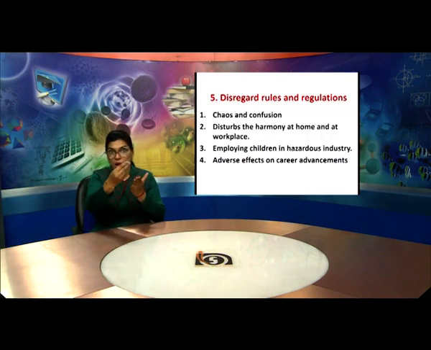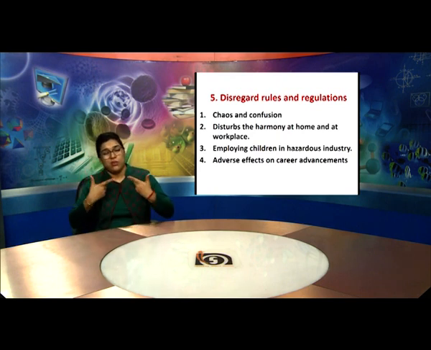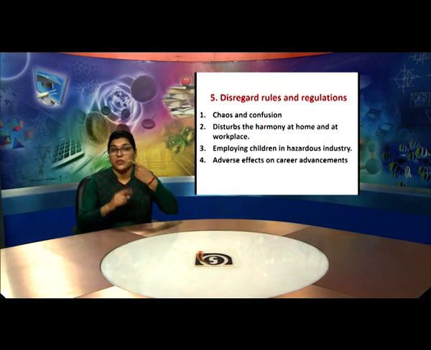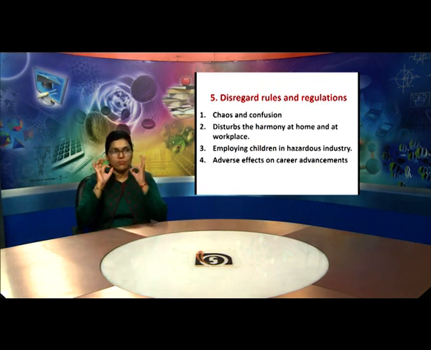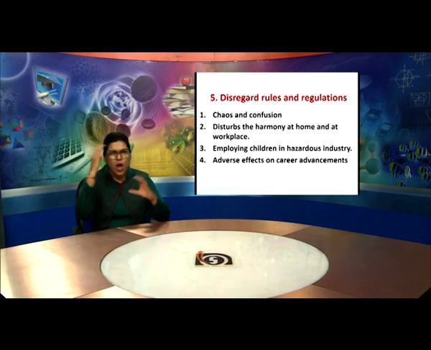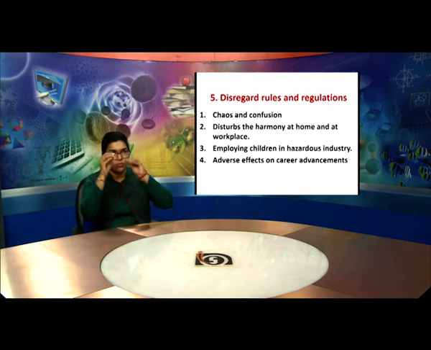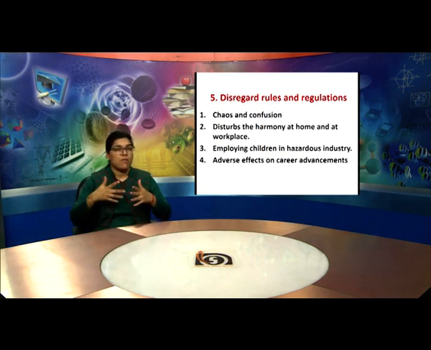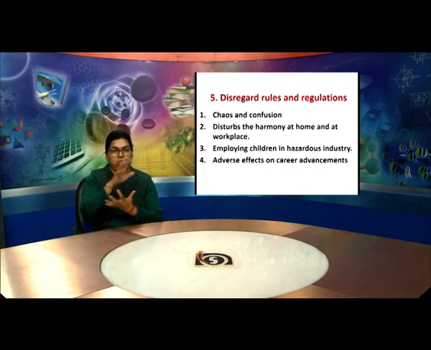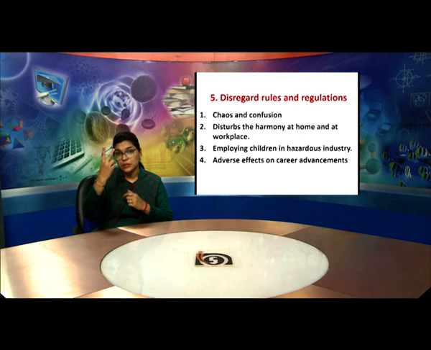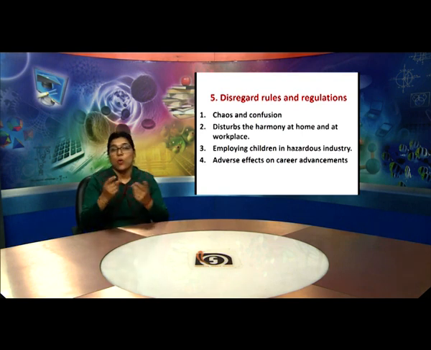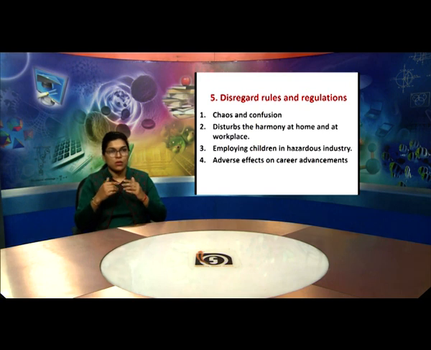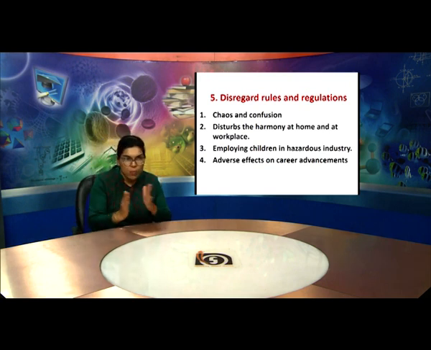The fifth point explains that if we disregard rules and regulations, then that is also an issue. The first point which comes under this topic is chaos and confusion. If things are not clear and there is confusion in our mind, then there is a possibility that we do not follow the rules and regulations in a proper way. And it may seem to the other person that we are disregarding and not following the rules.